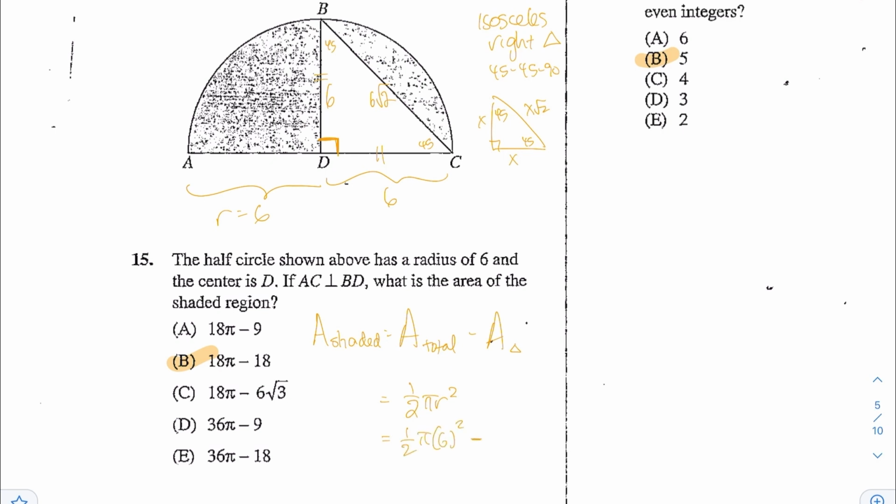Then you'll subtract the area of the triangle. Now the area of a triangle here is 1/2 base times height. And both the base and the height are equal to 6. So here, if you use the exponents first, remember you have to do that first in the order of operations. So 6 squared is 36. 36 over 2 pi, subtract 36 over 2. So that's going to be 18 pi minus 18. And that's going to be choice B.